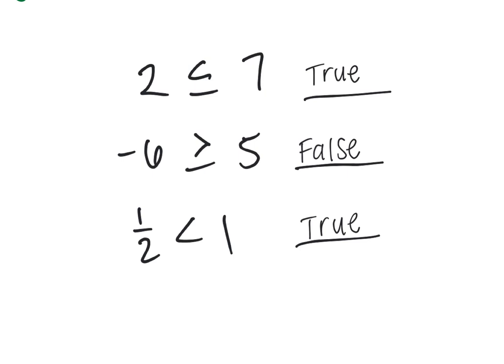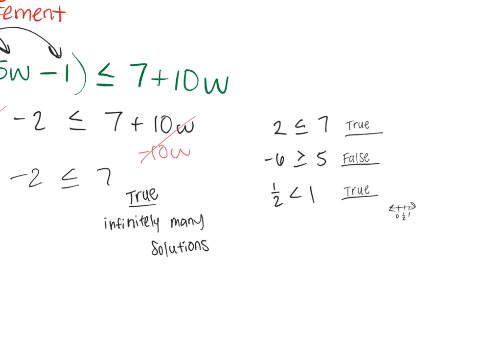Okay. On a number line, if 1 was over here, 0 was here, 1/2 would lie somewhere in between. So 1/2 is definitely smaller than 1. All right. Cool beans, people. Last part of our notes.